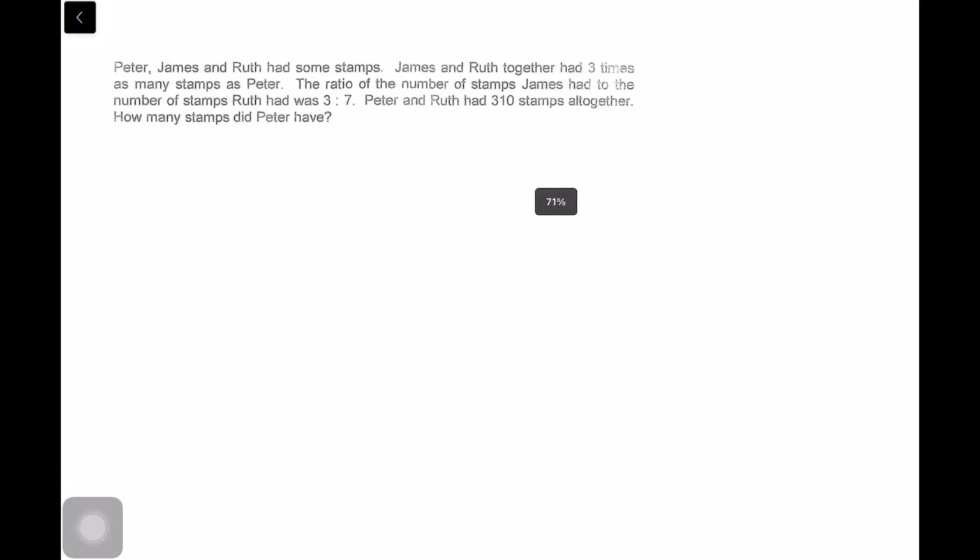Peter, James and Ruth had some stamps. James and Ruth together had 3 times the amount of stamps as Peter. The ratio of number of stamps James had to the number of stamps Ruth had was 3:7. Peter and Ruth had 310 stamps altogether. Find the number of stamps Peter had.